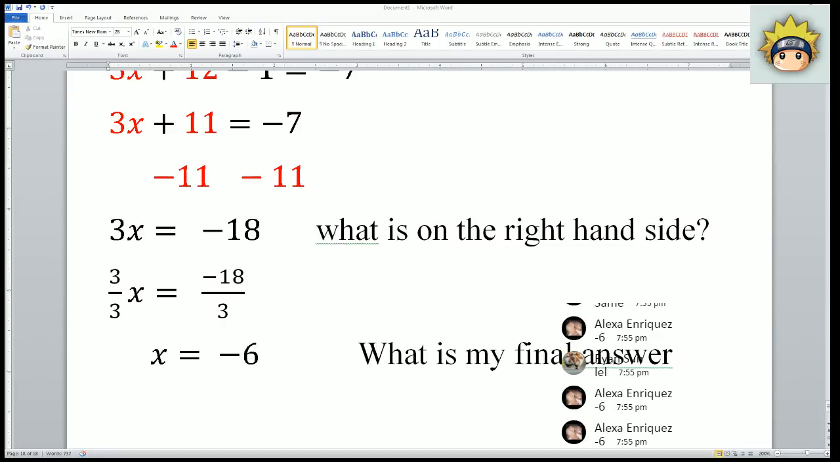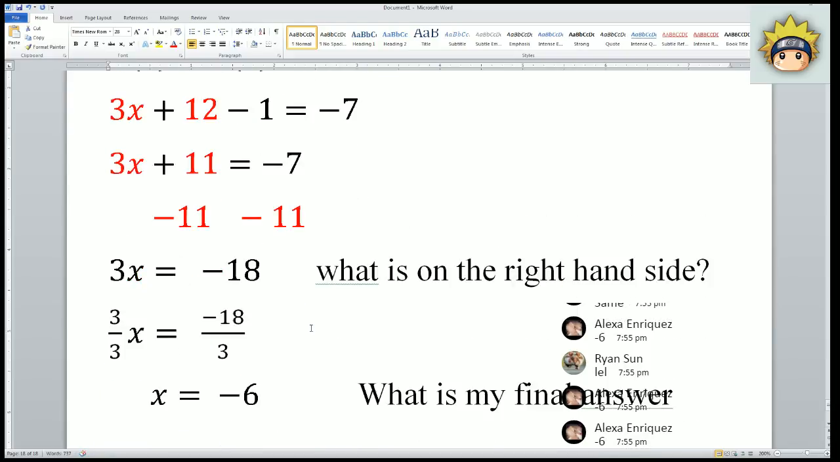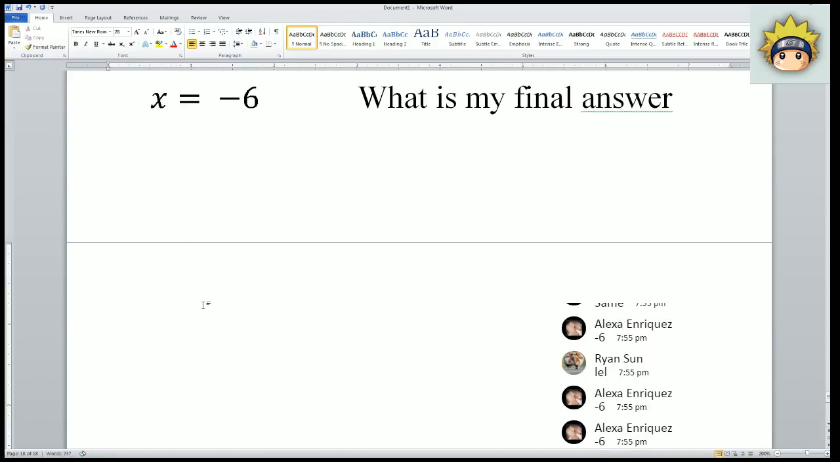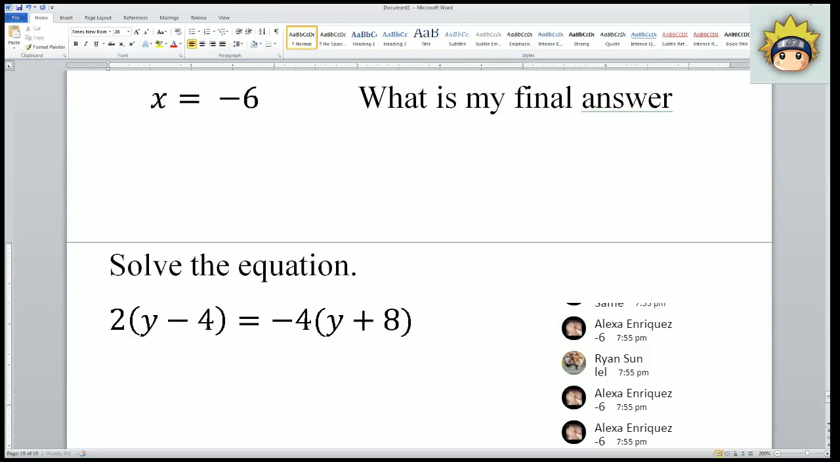What about this one? Try this one on for size. Solve the equation: 2y minus 4, close that, equals negative 4. Do not make me start yelling. You're not being very careful about that negative. Alright, go. Try this one.